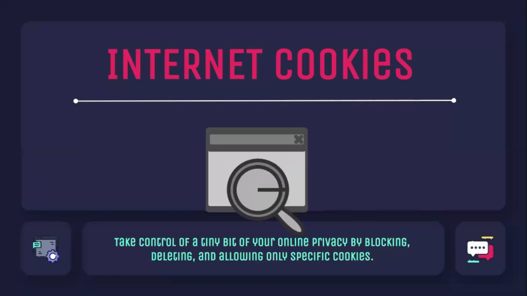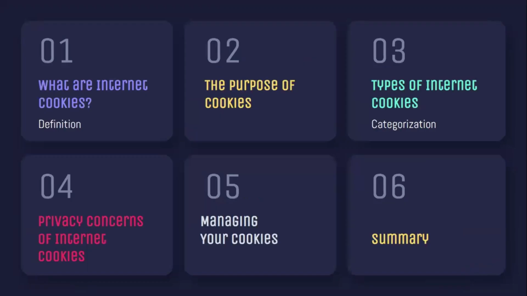Internet cookies take control of a tiny bit of your online privacy by blocking, deleting, and allowing only specific cookies. 1. What are internet cookies? 2. The purpose of cookies. 3. Types of internet cookies. 4. Privacy concerns of internet cookies. 5. Managing your cookies. 6. Summary.